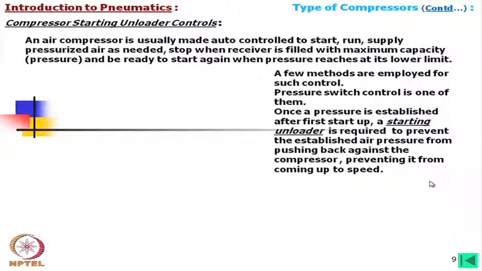Once a pressure is established after first startup, a starting unloader, look at this term, it is called starting unloader, is required to prevent the established air pressure from pushing back against the compressor, preventing it from coming up to speed. The meaning of this sentence is that you have compressed the air and the compressor is stopped.